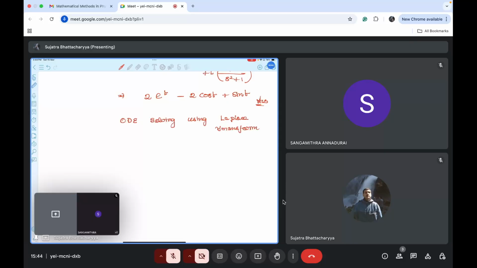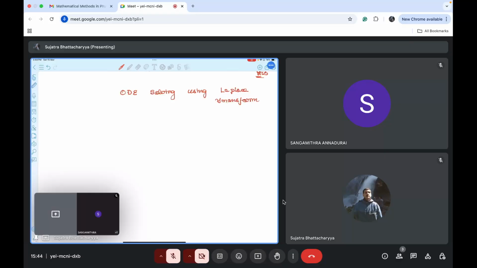Okay, so let's directly jump into a question and try to solve. Okay, that will be easy. So let us take a differential equation: y double dash plus 25y is equal to 10 cos 5t.